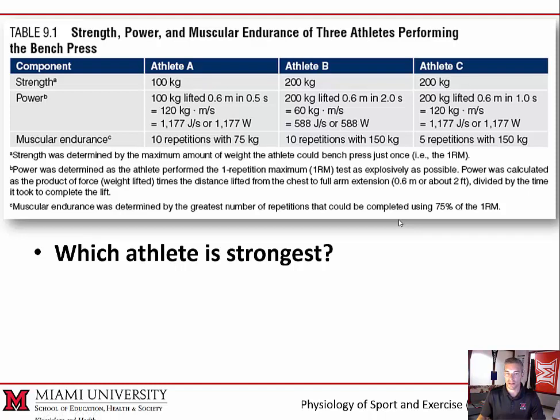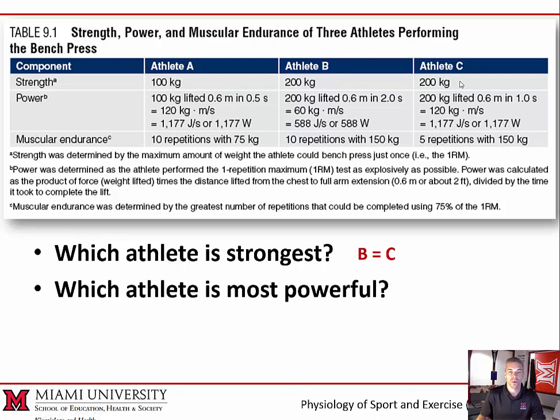Which athlete is the strongest? That's pretty apparent. If we look at the numbers there for muscular strength, we see that athlete A is the weakest, whereas athletes B and C have equal muscular strength. They're both lifting 200 kilograms in the bench press.